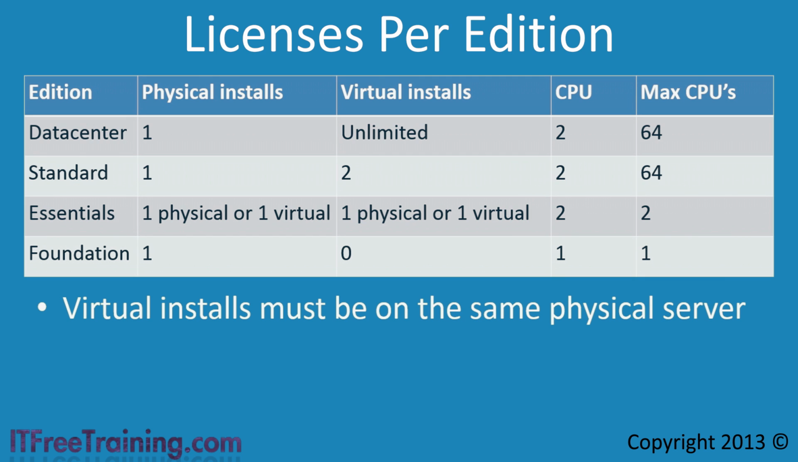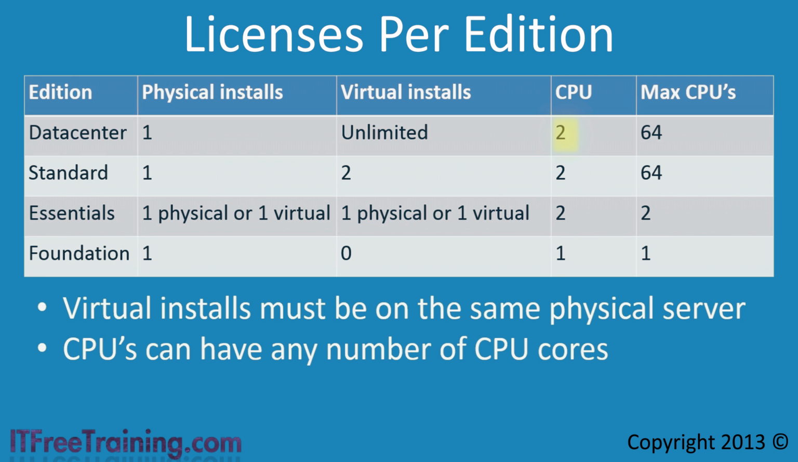With the one license, you can have a maximum of 2 physical CPUs in the server. Datacenter does support up to 64 CPUs, but if you have a server with more than 2 CPUs, you will need to purchase additional licenses. Later in this video, I will cover purchasing additional licenses to allow you to run additional CPUs and virtual servers. The 2 CPU license count only refers to the number of physical CPUs. There is no limit to how many cores each CPU has.